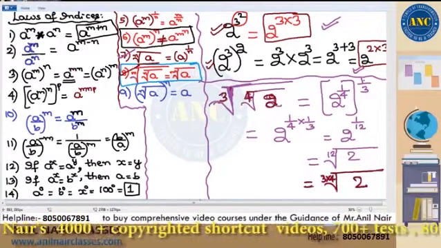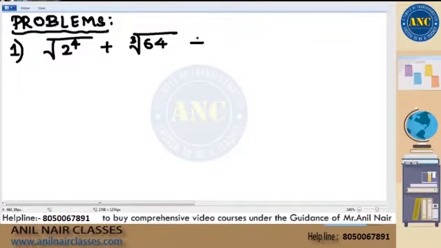Listen carefully, sir. We will start with some easy basic questions on surds and indices. First question. Square root of 2 power 4, cube root of 64, fourth root of 2 power 8. I need to get this value. Find the value of this particular surd. Now, this can also be written as 2 power 4, I will write it as it is. Square root is nothing but power 1 by 2.